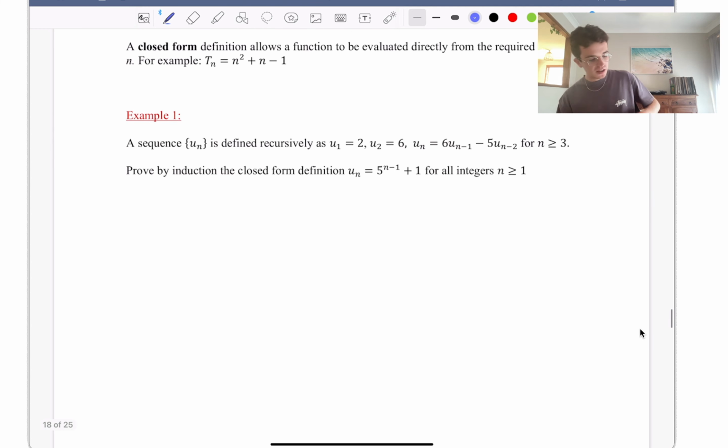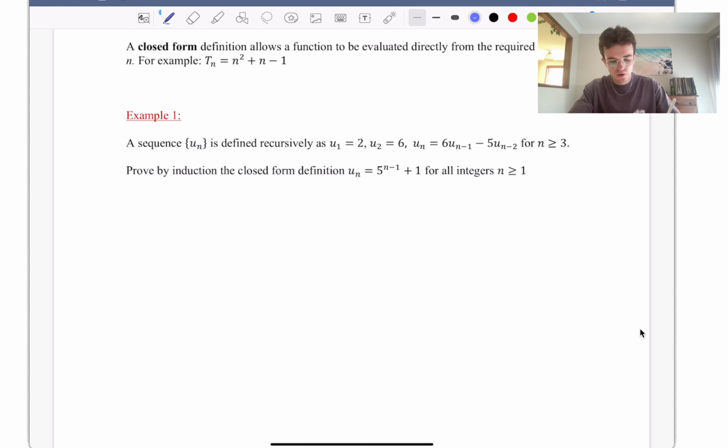So example 1, a sequence is defined as u1 is 2, u2 is 6, un is 6u(n minus 1) minus 5u(n minus 2) for n is greater than or equal to 3. And we're proving by induction that the closed form of the definition is un equals 5^(n minus 1) plus 1.